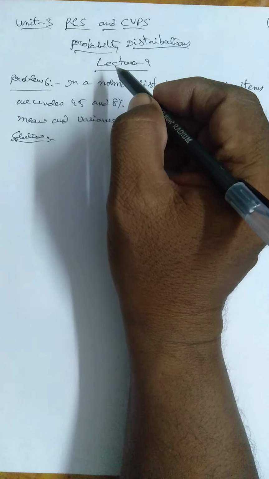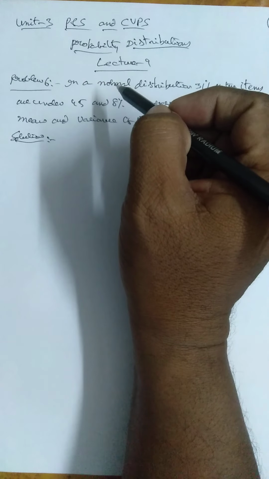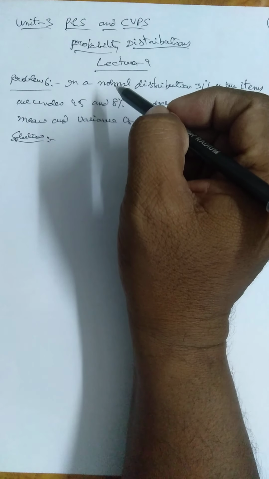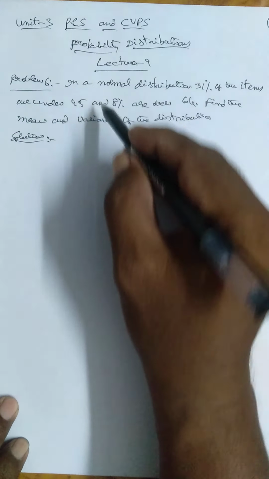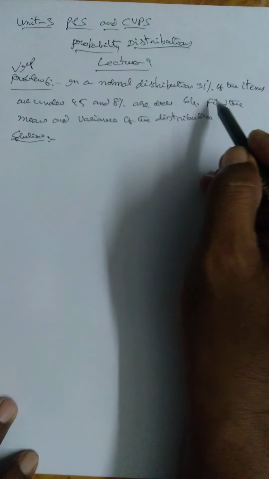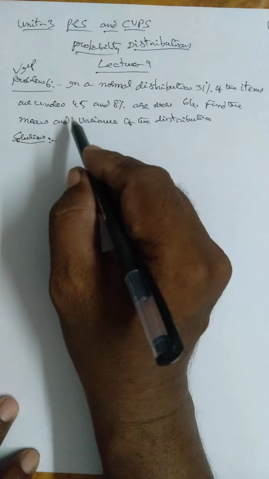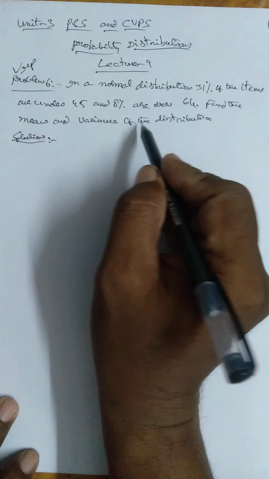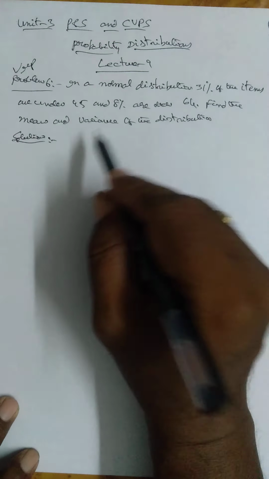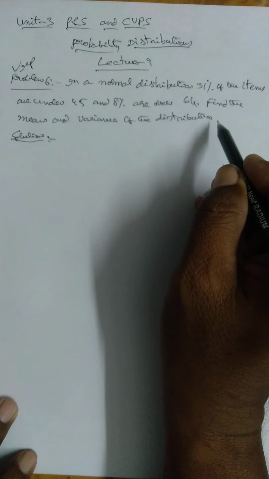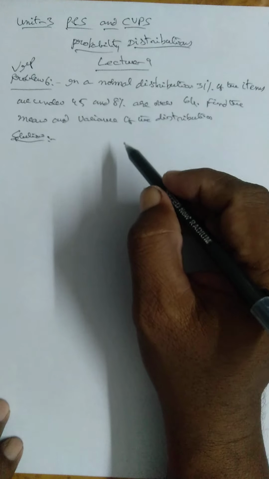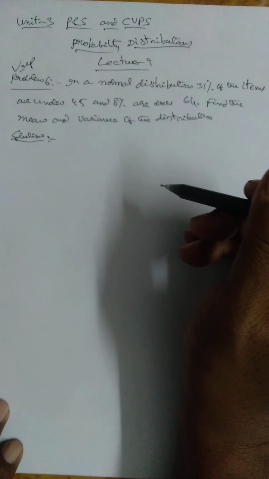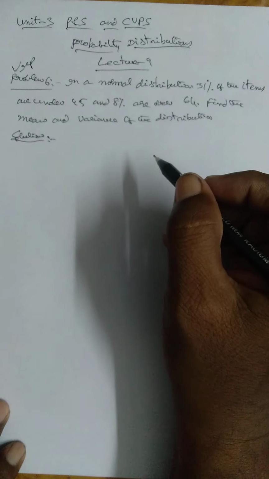This is probability distributions. Our topic is normal distribution. Lecture 9. Problems continuation. Problem 6. Very important problems. In a normal distribution, 31% of the items are under 45 and 8% are over 64. Find the mean and variance of the distribution. Mean and standard deviation, or whatever it may be, variance. Standard deviation is sigma, variance is sigma square. No problem. So what is given here?